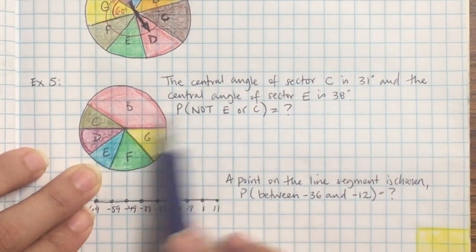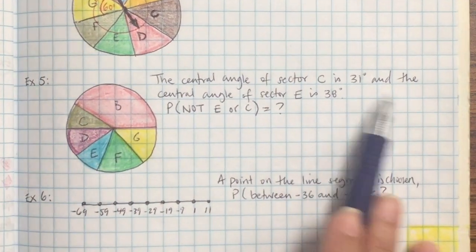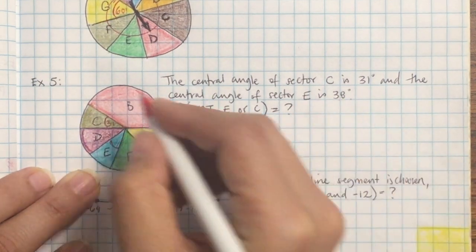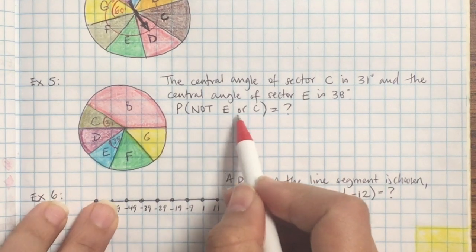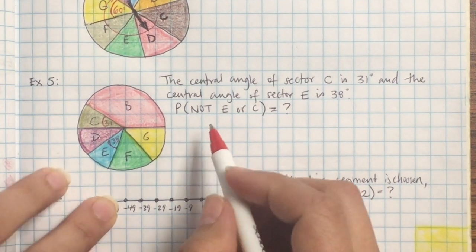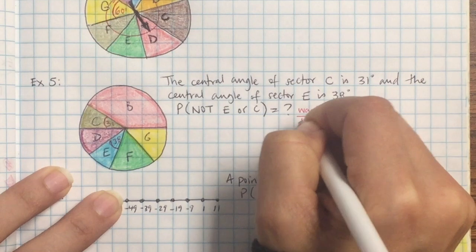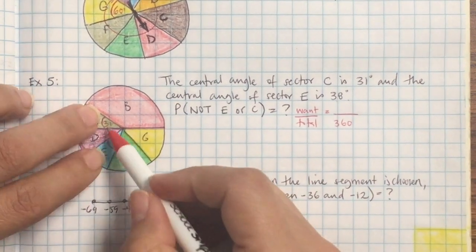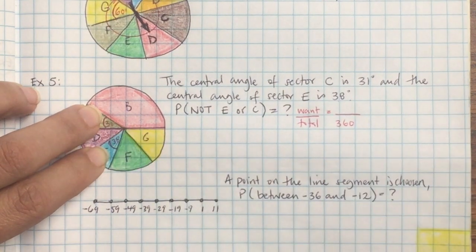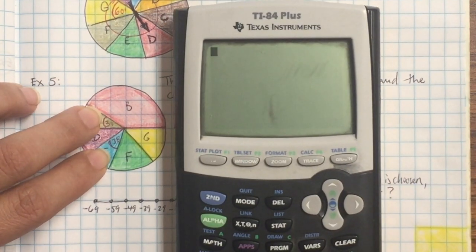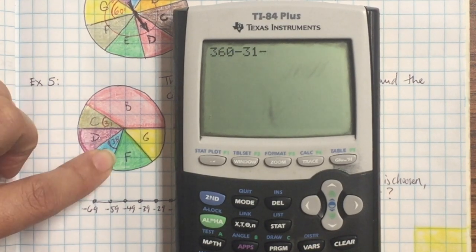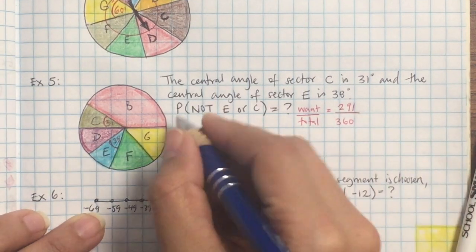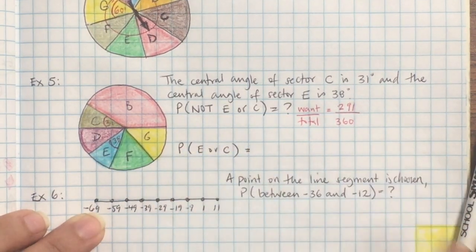Alright, take a look at another one. The central angle of sector C is 31 and the central angle in sector E is 38. Probability of not getting E or C. The listening check, color in P, not E or C. Okay, so what I want is not E or C. So the whole thing is 360. I'm going to subtract what I don't want, so that if I subtract what I don't want, I'm left with what I want, right? So 360 minus those 2 numbers will give me what I want because I don't want those 2 numbers, which is 291 over the total, which is 360. And it simplifies to 97 over 120.